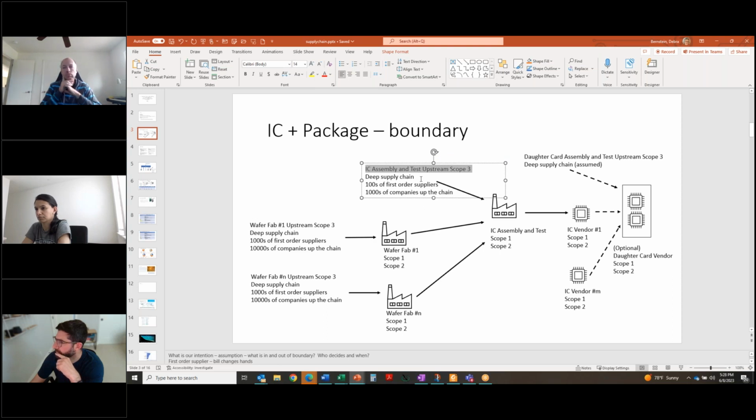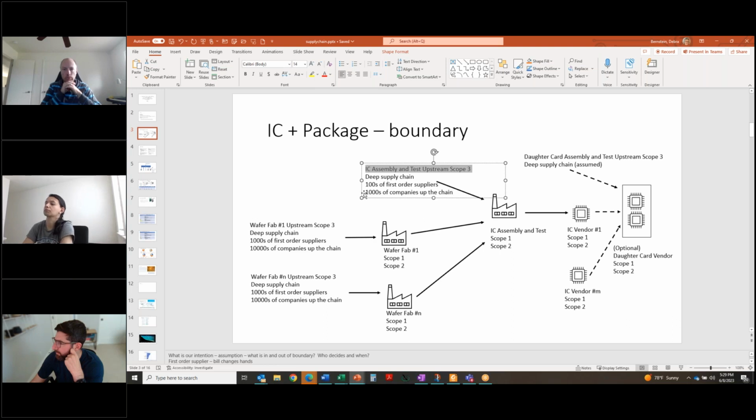I do want to point out this is a deep supply chain, on the order of hundreds of first order suppliers. The definition of a first order supplier is that they would exchange a bill with the assembly and test. So that's a first order supplier.